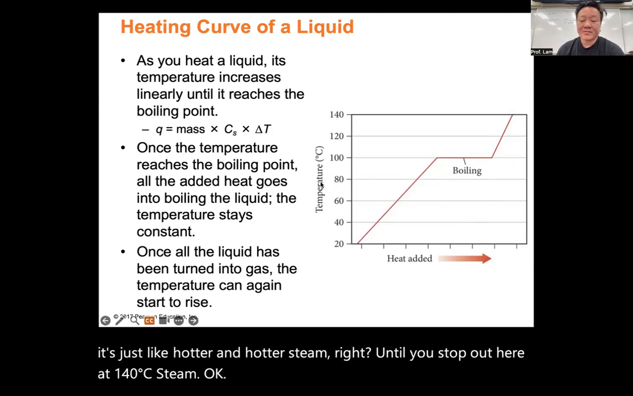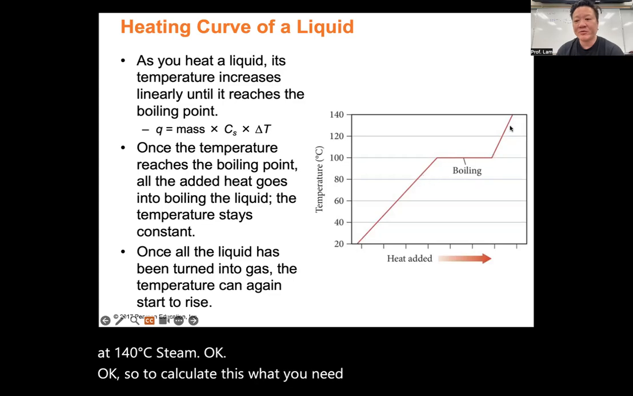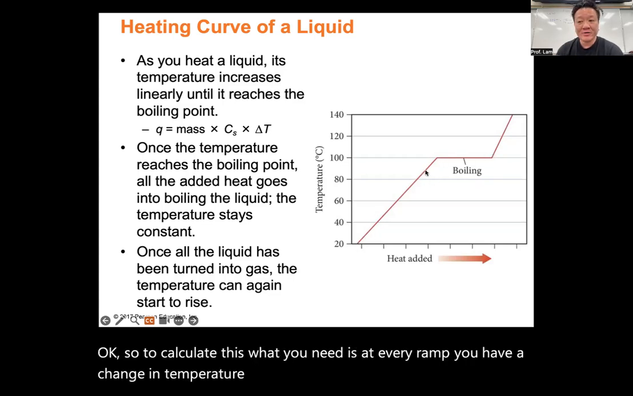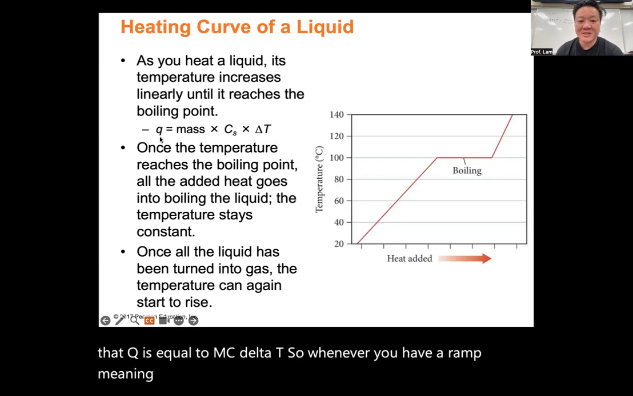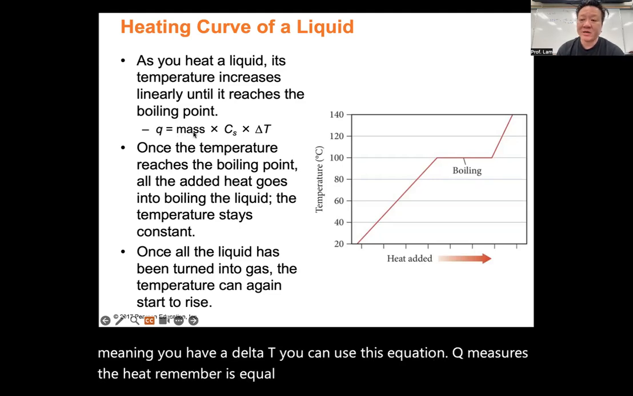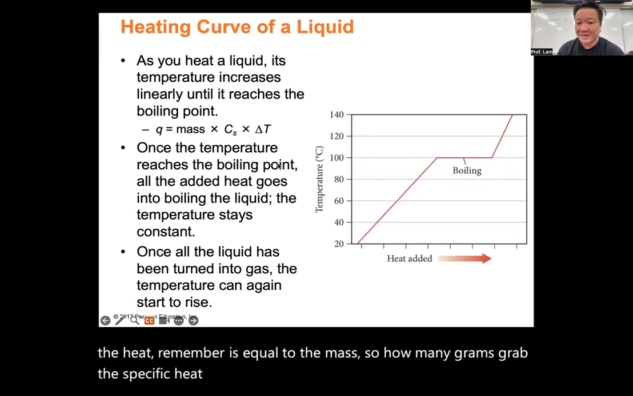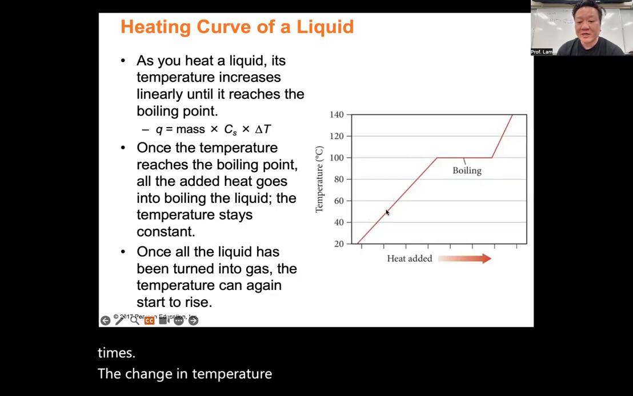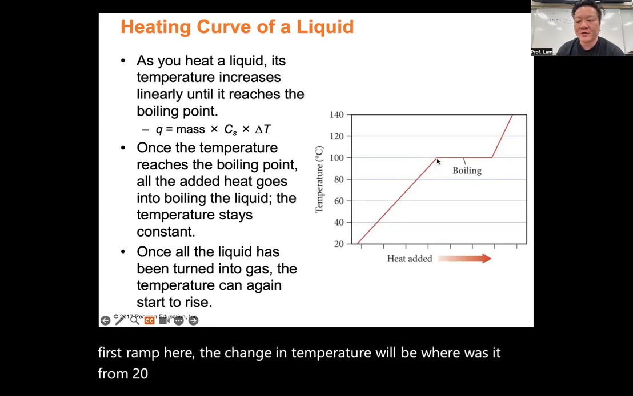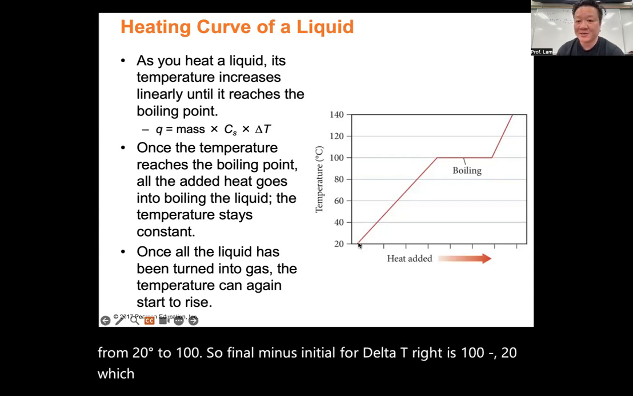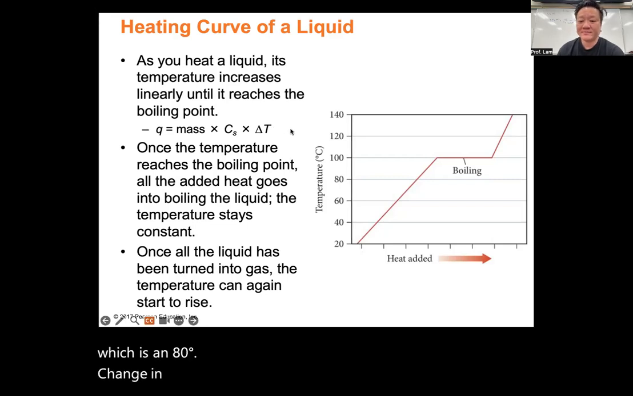Okay, so to calculate this, at every ramp you have a change in temperature, and we already know an equation for that. Q is equal to MC delta T. So whenever you have a ramp, meaning you have a delta T, you can use this equation. Q measures the heat, remember? It is equal to the mass, so how many grams, times the specific heat of that liquid, which will be water here, then times the change in temperature. So for example, if you're looking at the first ramp here, the change in temperature is from 20 degrees to 100. So final minus initial for delta T is 100 minus 20, which is an 80-degree change in temperature. That's how you do it.